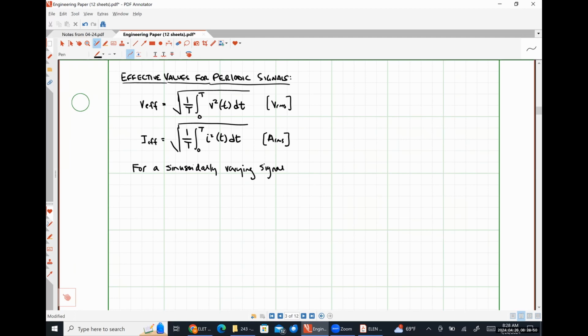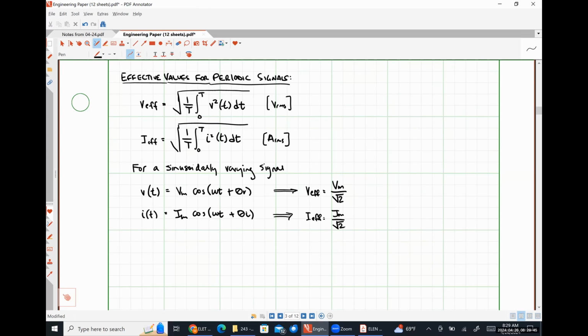So for a sinusoidally varying signal, so if we had, say, v of t equal to Vm cosine omega t plus some arbitrary phase angle theta v, or i of t were expressed as Im cosine omega t plus some arbitrary phase angle theta i. Again, we learned this relationship in circuits 1, so that's why I'm not deriving it. Our effective value would simply be Vm over the square root of 2. And the effective value for our current waveform would be Im over the square root of 2. Okay. Hopefully, again, this is all review here.